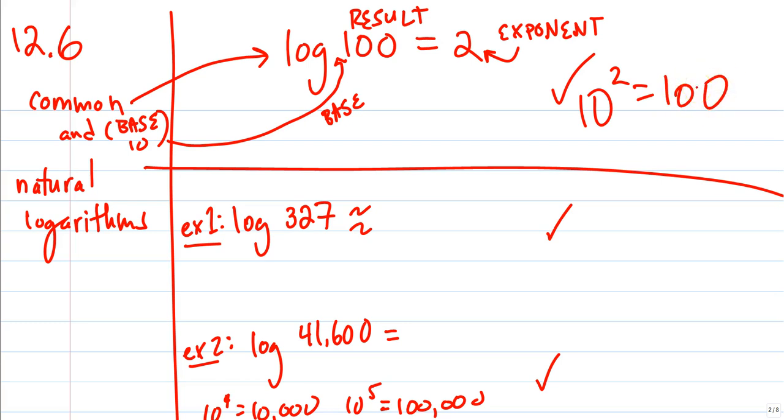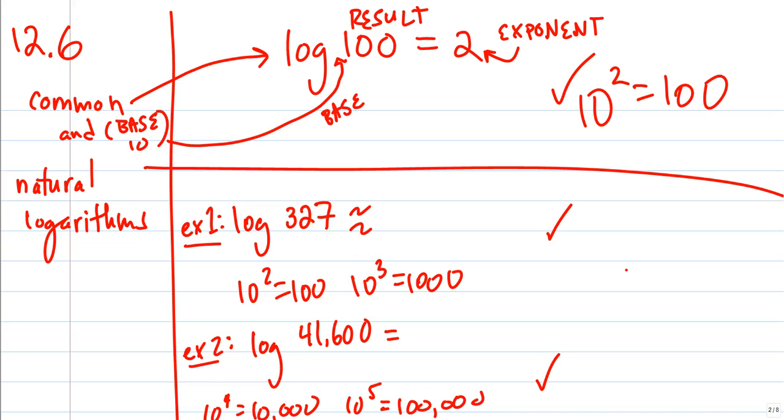So what if I said, what is log of 327? I don't know. But I know that it's between 2 and 3. And how do I know that? Well, 10 squared is 100, and 10 to the third is 1,000. So somewhere in there is an answer that's going to give me 327, between 2 and 3.